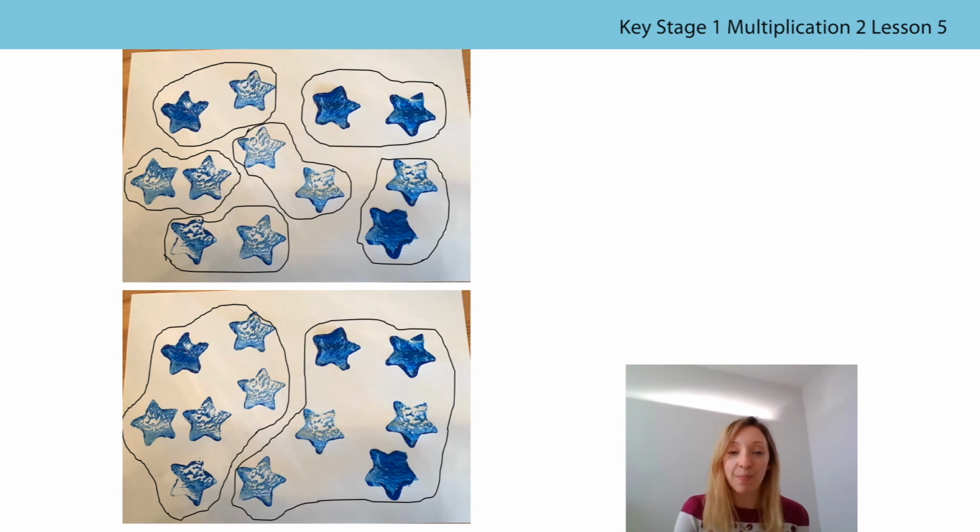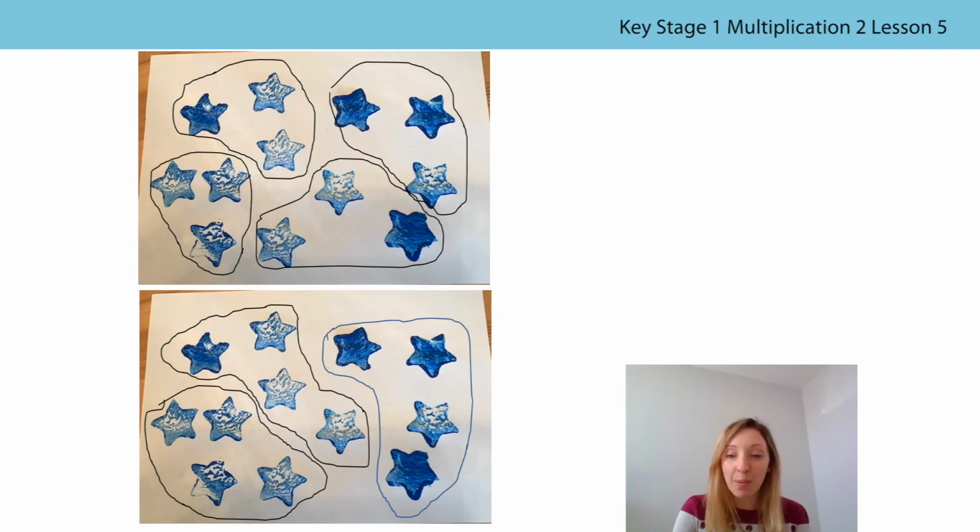Let's look at the bottom one. How many equal groups can you see? 1 group of 6, 2 groups of 6. There are 2 groups of 6. It was hard this time, wasn't it, to try and make sure that we circled equally. Did anybody circle 5 stars to start with? If you did, you might have realised that you couldn't make equal groups. It's a little bit tricky when we have to draw around the groups.